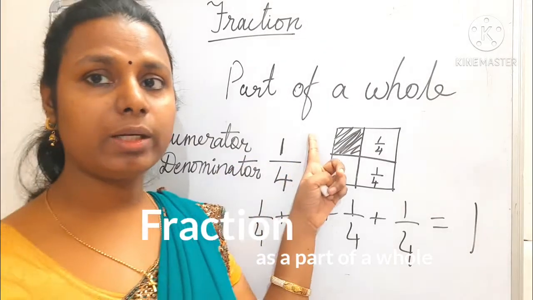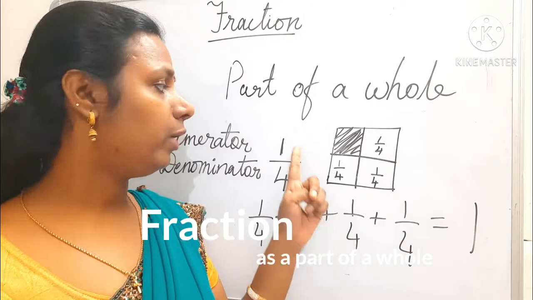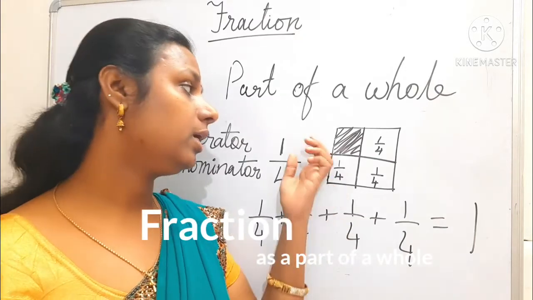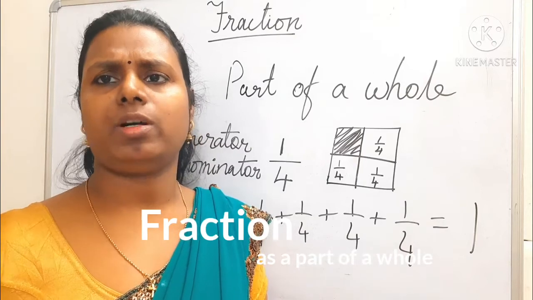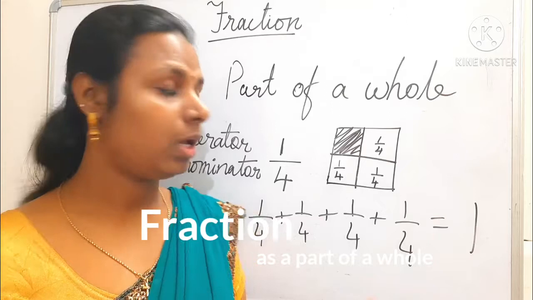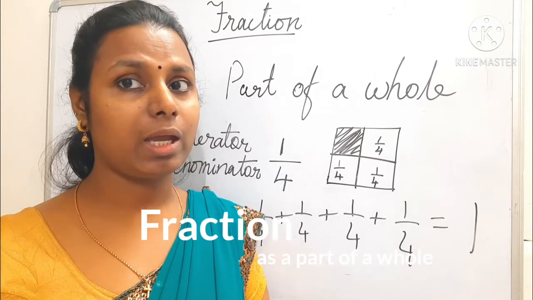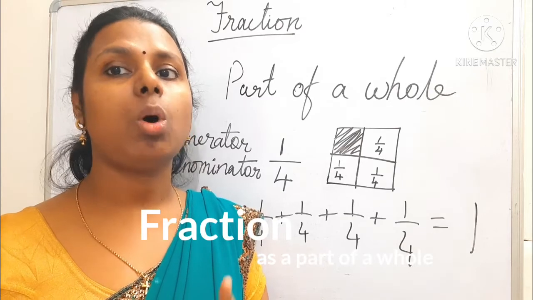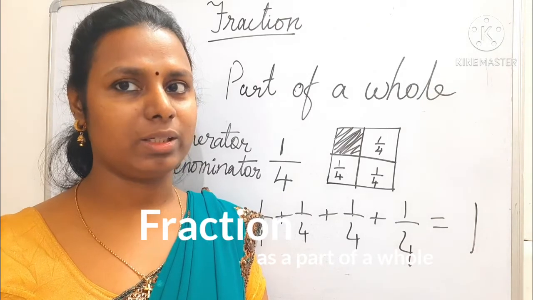This is the numerator and this is the denominator. When we read the numerator, we read it as usual counting: 1, 2, 3, 4, 5. We say it as it is. But when we read the denominator, you must be very careful. We must use ordinal counting.